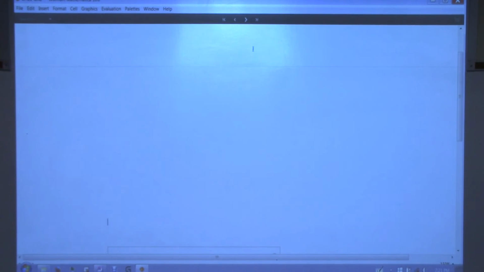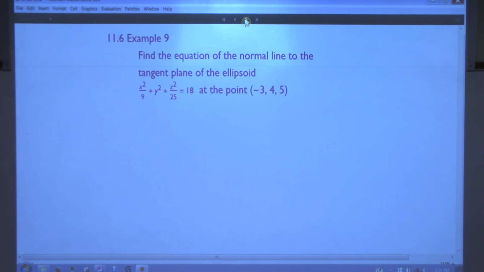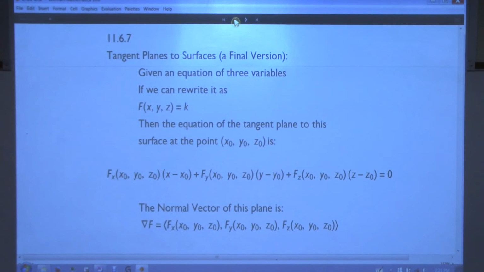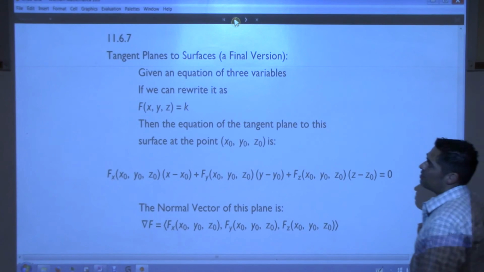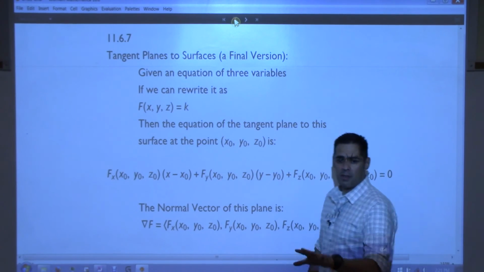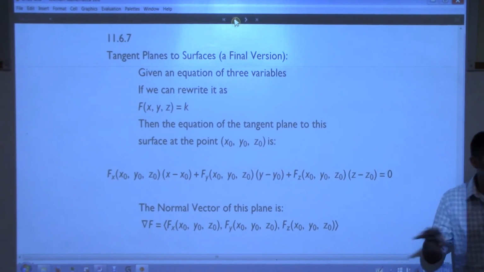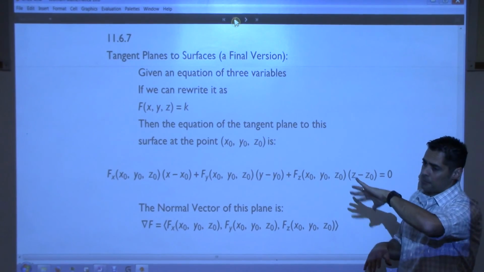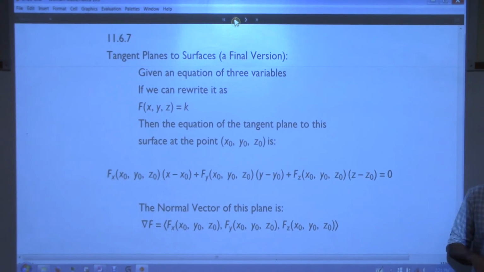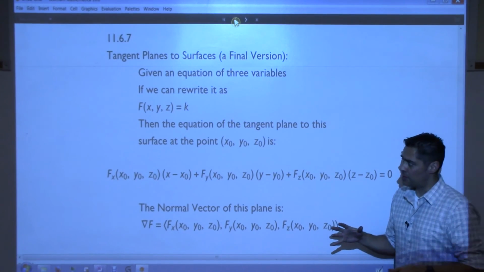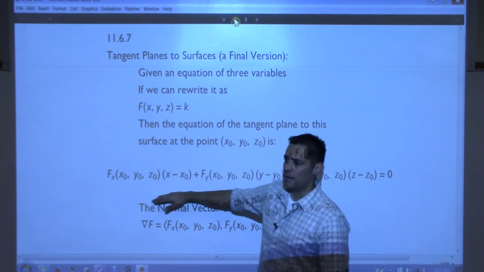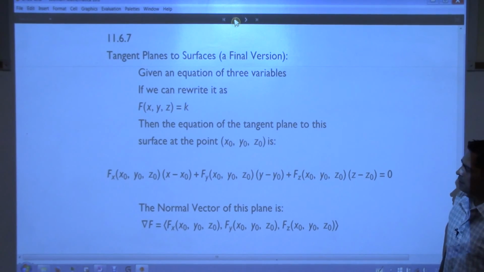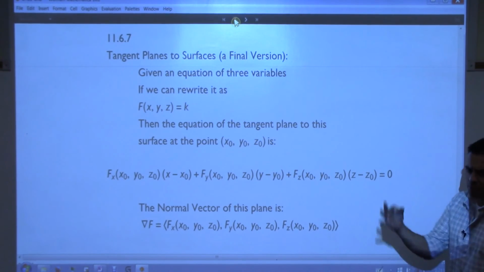Now you just have an equation, any equation that connects x, y, and z together. So if you give me an equation where x, y, and z are all in the equation, then I can find the equation of the tangent plane to any point on that surface using this formula right here. Does it look familiar? Yes. Now, we've got three variables, right?